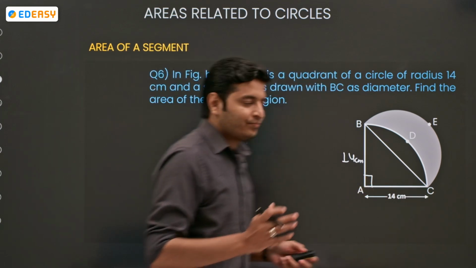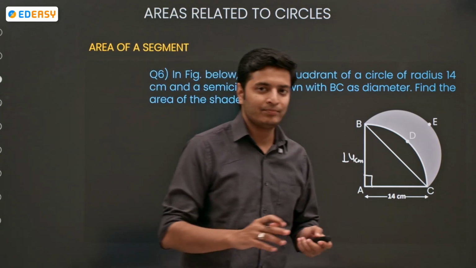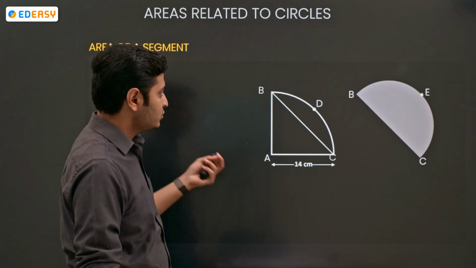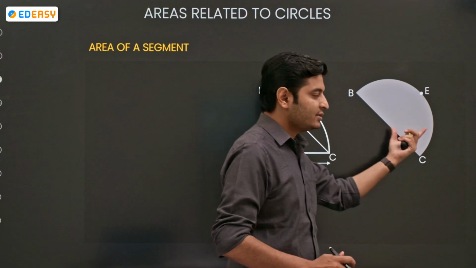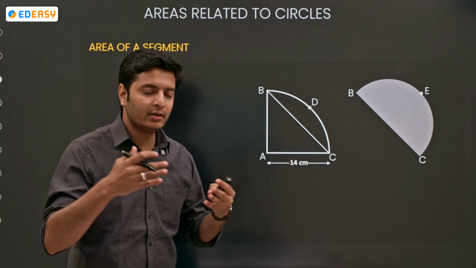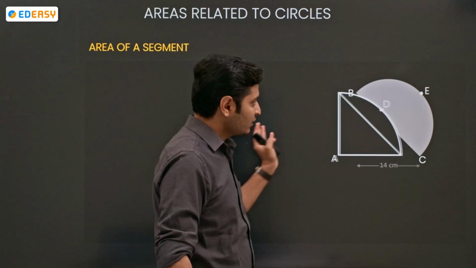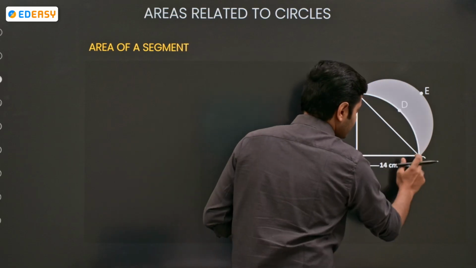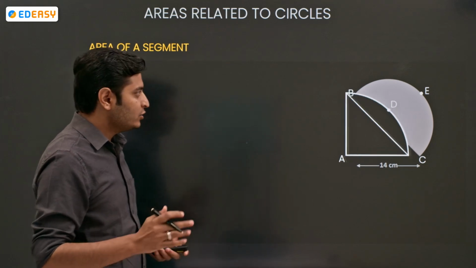We can do one thing. Let me show you how it is exactly behind. If I separate them, the image will look something like this: a quadrant and this semicircle. So we are making a combination of these two, correct? It is like this. Now we just need to find the area of this shaded portion. So how to find this area now? Let me show you again.